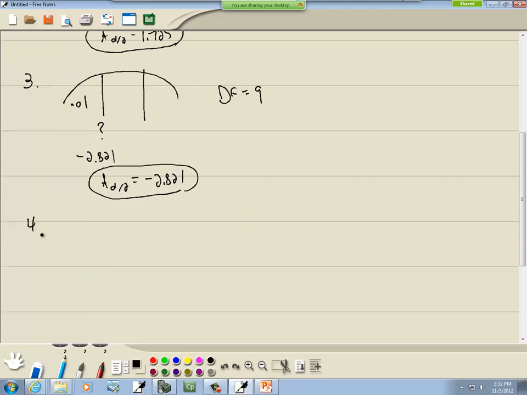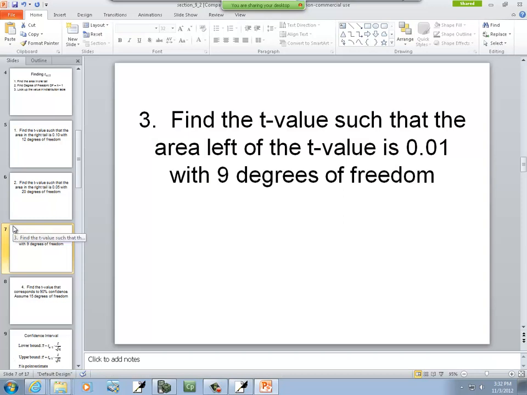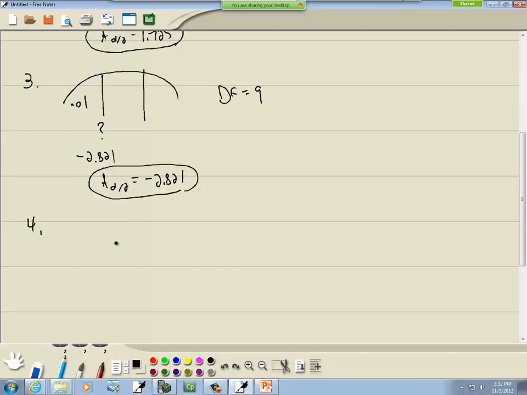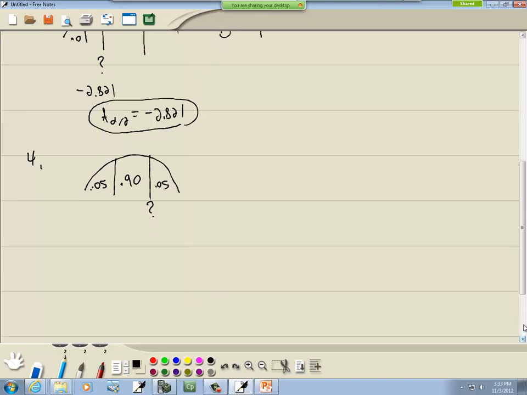And I think we got one more of those. Find the t-value that corresponds to 90% confidence. Assume 15 degrees of freedom. And 90% confidence. So we put 90% in the middle. All adds up to 100%. So if we got 90% in the middle, then 10% goes in the tails. And since I got 2 tails, I'll put 5% in each tail. And this is assumed, unless it specifically says find the one on the left side. This is the one they're talking about.